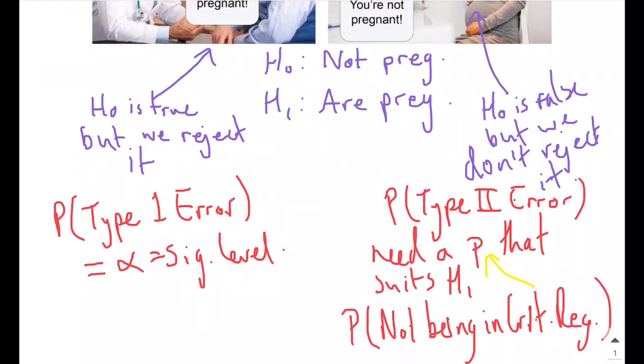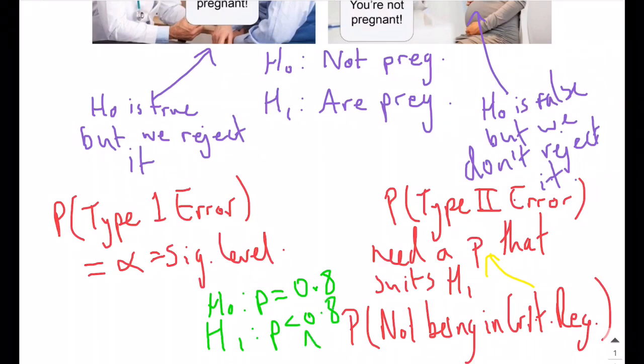I feel like I should probably give you a quick example here. So if I had H naught, I don't know, the proportion of people that use fairy liquid is 80%, and someone comes along and says, no, I think it's less than that. So they would say, oh, from knowing actually only 70%, maybe only 70%, which in this case is less than 0.8, so that suits H1. Only 70% of people use fairy liquid. What's the probability of a type 2 error in that case?